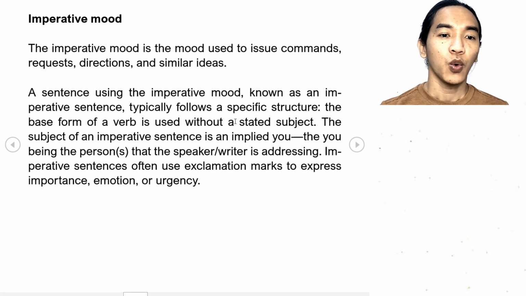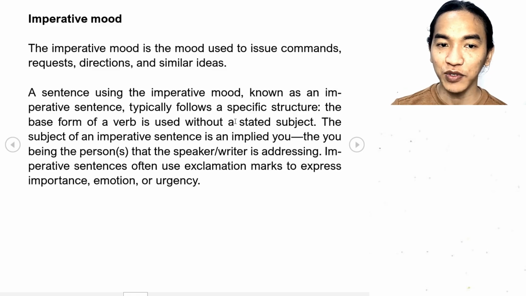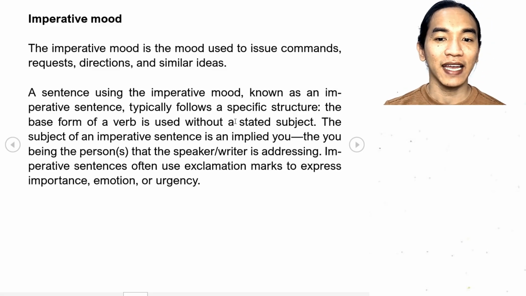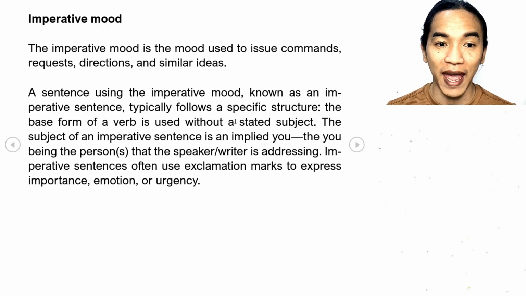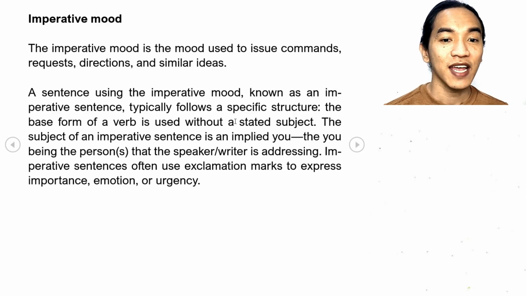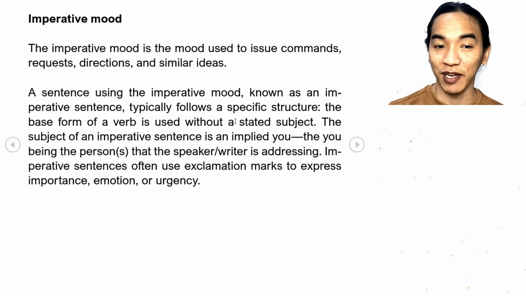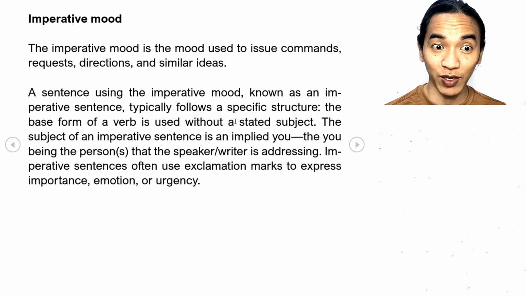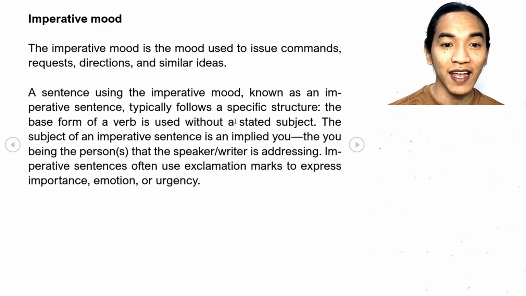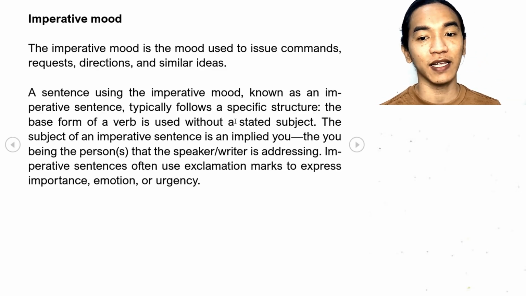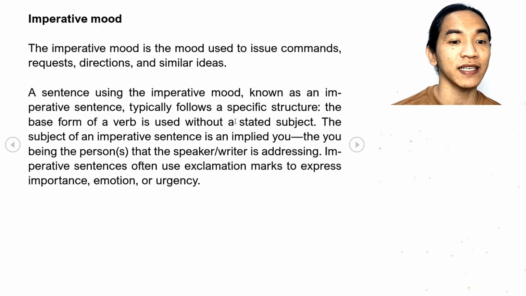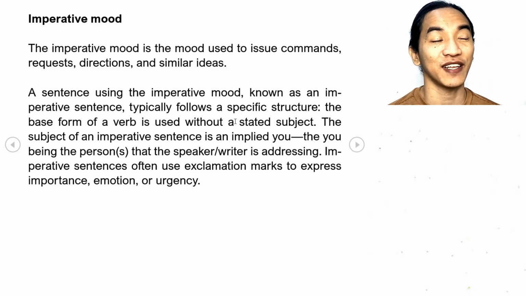Next one, we have the imperative mood. The imperative mood is the mood used to issue commands, requests, directions, and similar ideas. So in short, when you're giving a command, we can use the imperative mood. A sentence using the imperative mood, known as an imperative sentence, typically follows a specific structure.